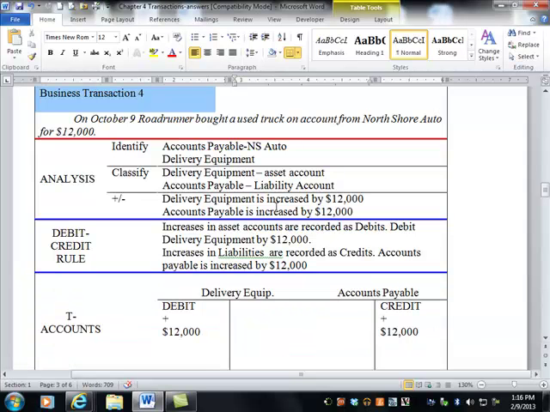Take a look at the T-charts, and you'll see how I filled those in. Delivery equipment, debited for $12,000, an increase. In accounts payable, I probably should have posted this at the end of it here, NS, and you'll see I can maneuver this a little bit and be more specific as I requested you to do the same. So we'll credit North Shore Auto's accounts payable by $12,000. Okay, we're going to move on to the next transaction, transaction number 5.